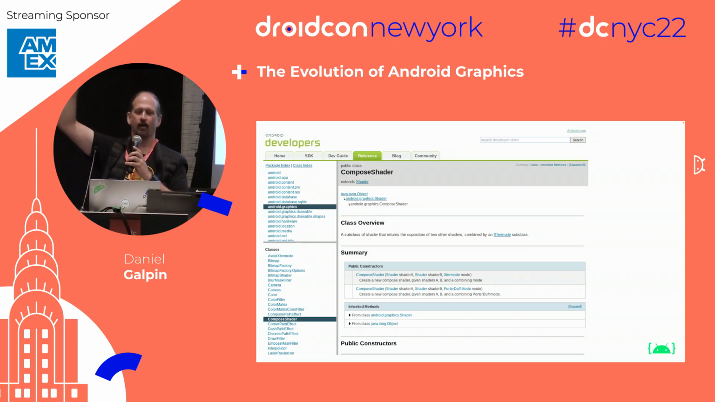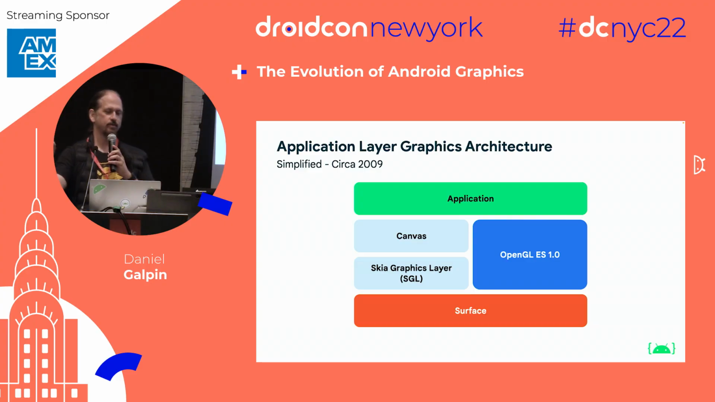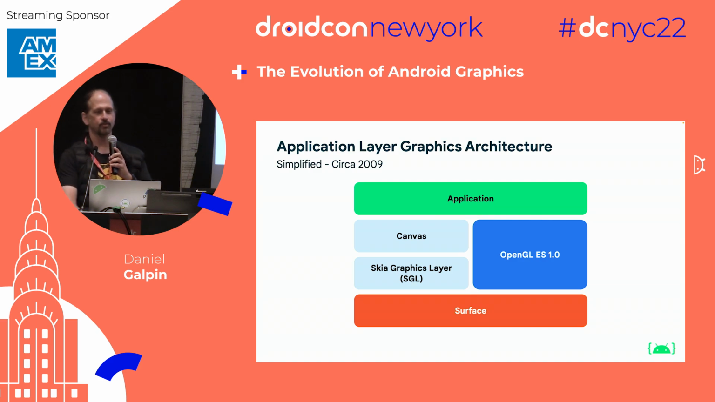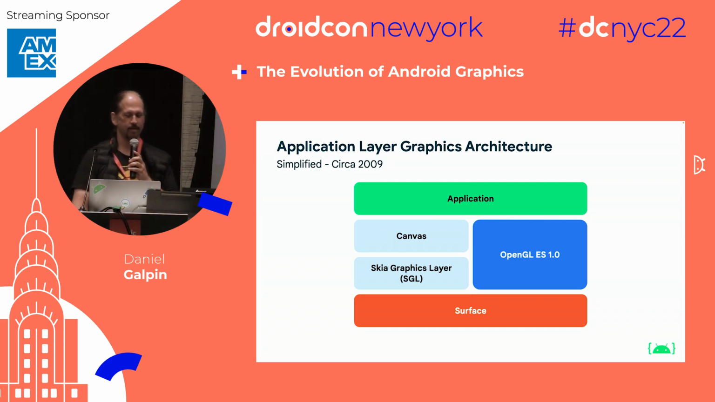And this is what that architecture looked like. You were either drawing on canvas, and then drawing through the Skia graphics layer onto your surface, or you were drawing using OpenGL ES 1.0 onto your surface. This is really simplified, but that's what things were like in 2009.